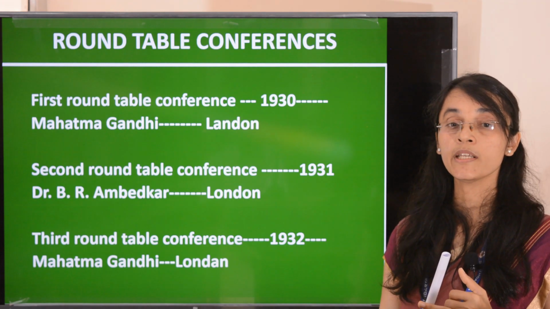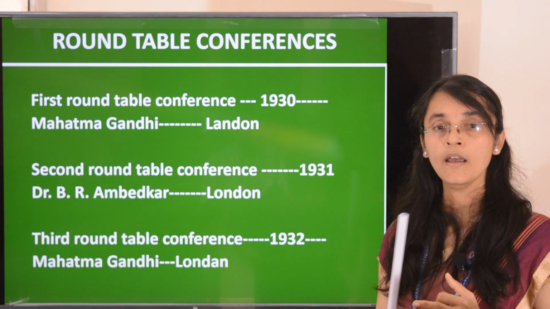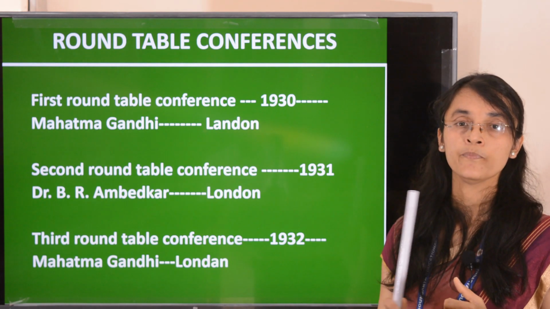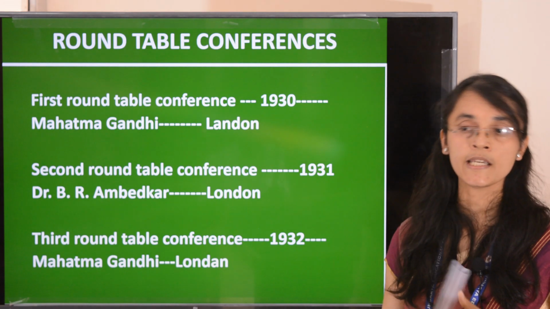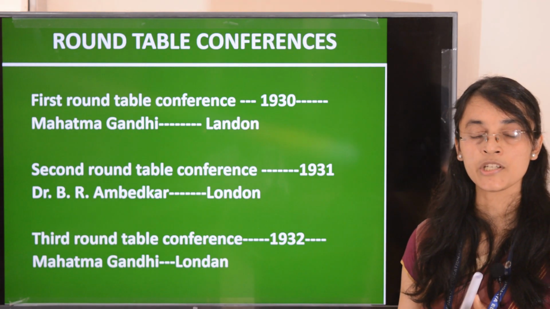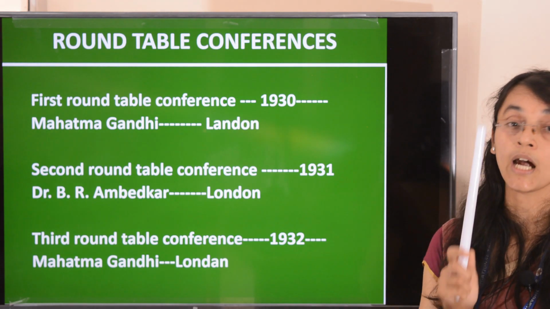Then second, a universal adult franchise system, and third, prohibition of social boycott. Next, fourth, communal representation. Then next, the separate electorate for untouchables.